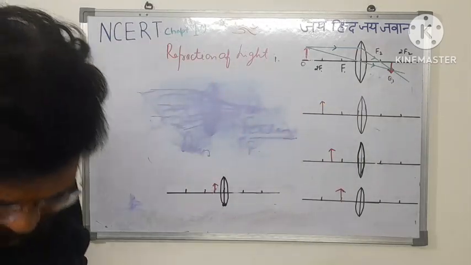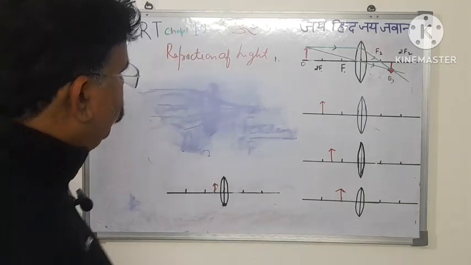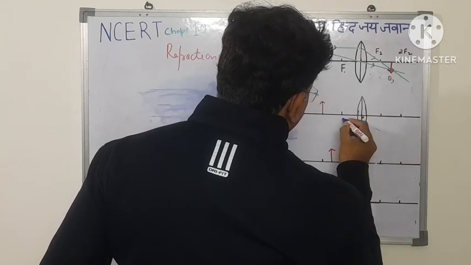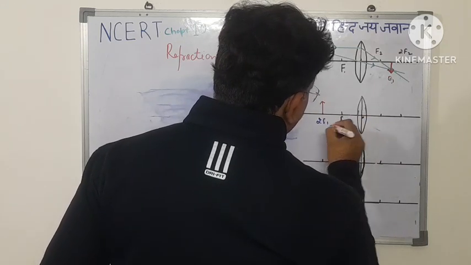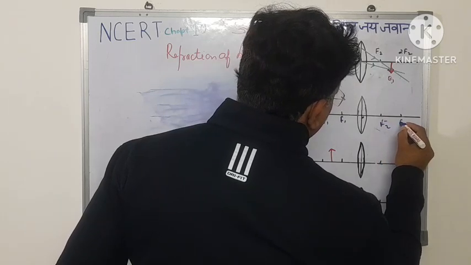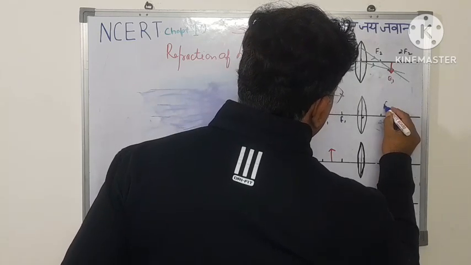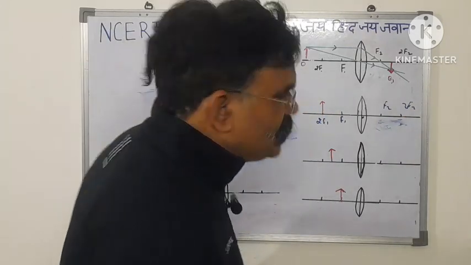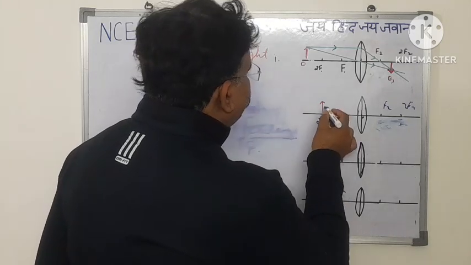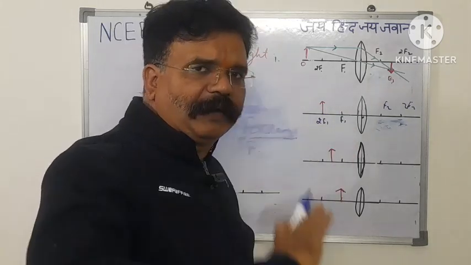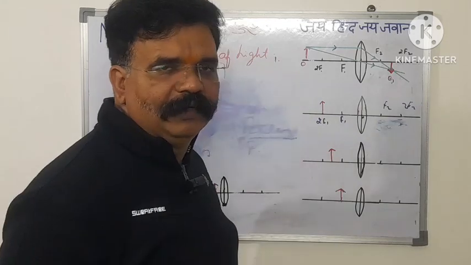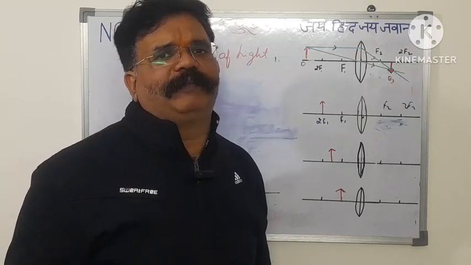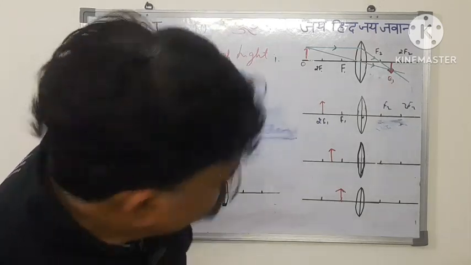In the second case, you can see this is the optical center, this is the focus, this is 2F, and again on this side F2 and 2F2. Let us make it at the top. See, the second situation is that the object is kept at the double distance of the focus, that is 2F. So let us see what will be the position of that image and how it is formed.